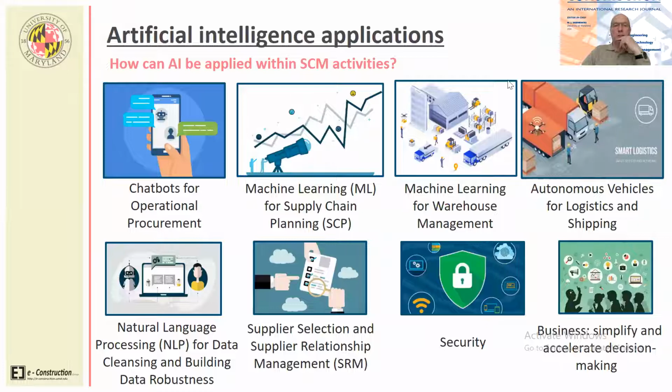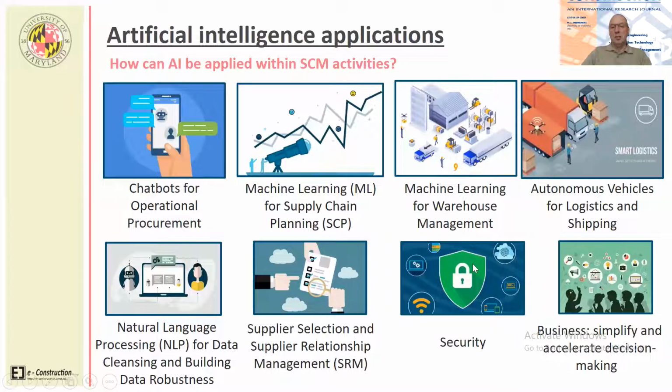So as far as supply chain management activities, how can artificial intelligence be applied there? Well, just a few examples here. Chatbots for operational procurement, machine learning applications for supply chain planning, machine learning for warehouse management, autonomous vehicles for logistics and for shipping, NLP, so natural language processing for data cleansing, building robustness, supplier selection and relationship management with suppliers also can be handled by AI, security handling as well.